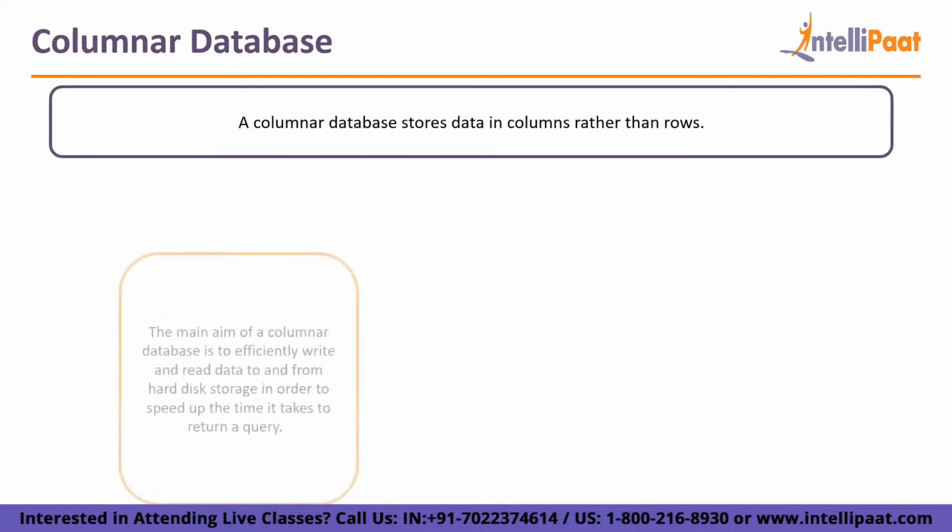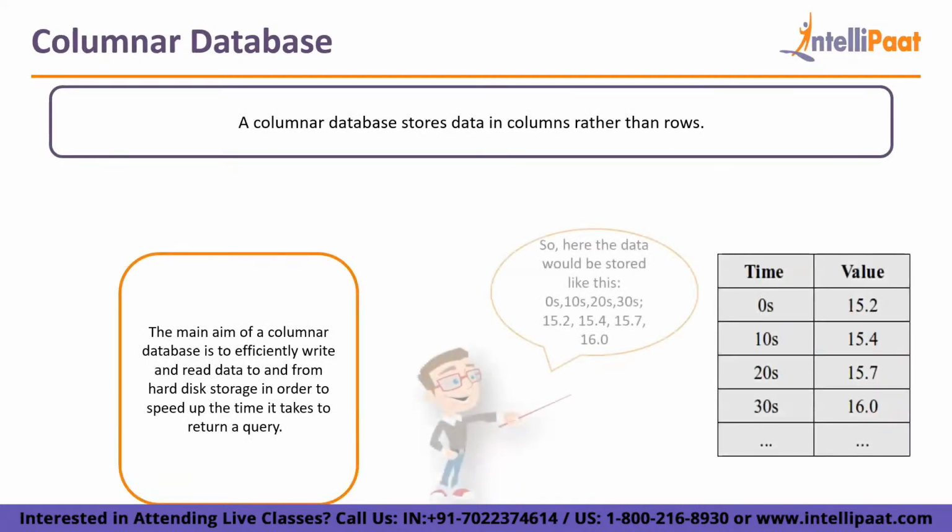And when it comes to columnar databases, for example, I have data like this: at the 0th second the value was 15.2. Say I'm having a device, and maybe I'm running some test on the device. When I start the device at the 0th second, my value for that device is around 15.2. At the 10th second, the value is 15.4, and at the 20th second, 15.7.